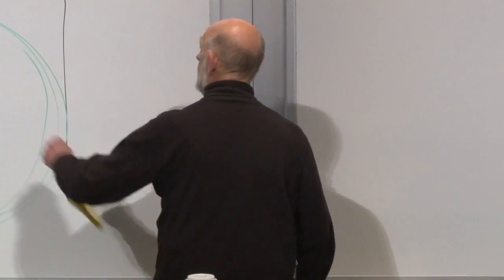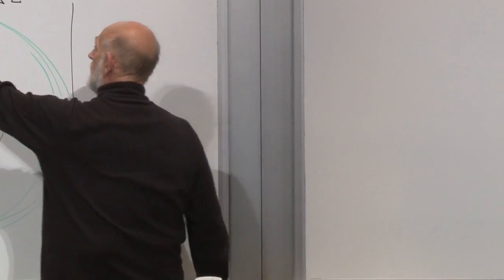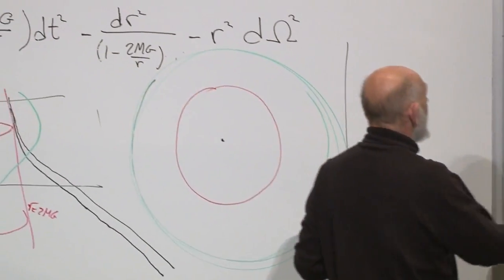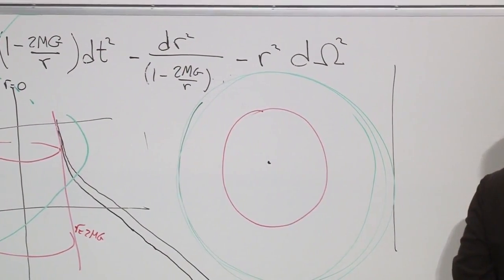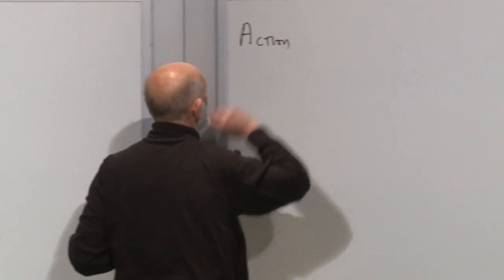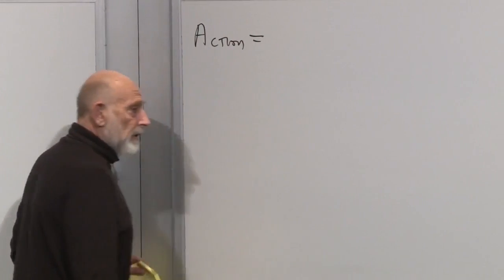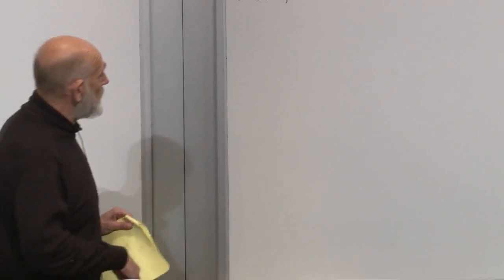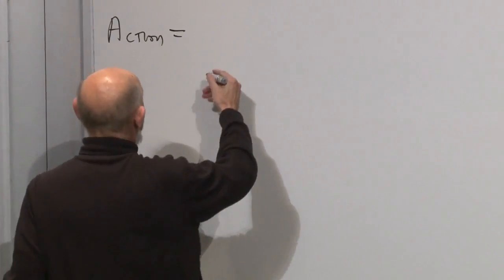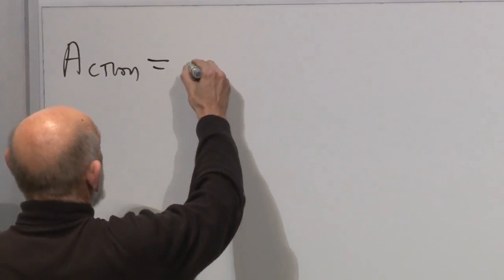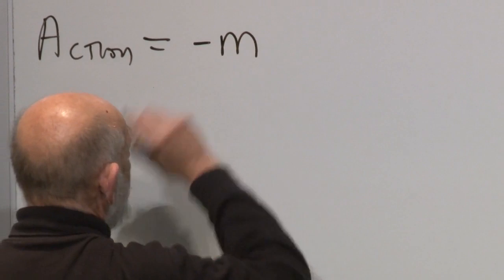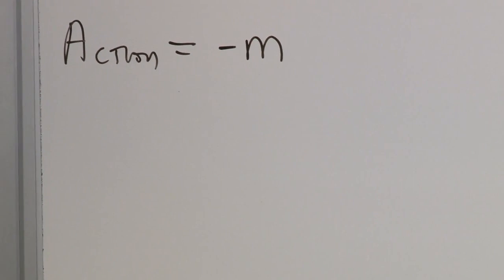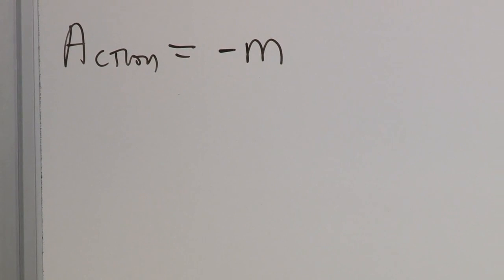All right, so again, we start with this metric here. And the rule for the action: the action of a moving particle has a parameter in front of it. The parameter is, of course, the mass of the particle. This is necessary to give the right units for action.